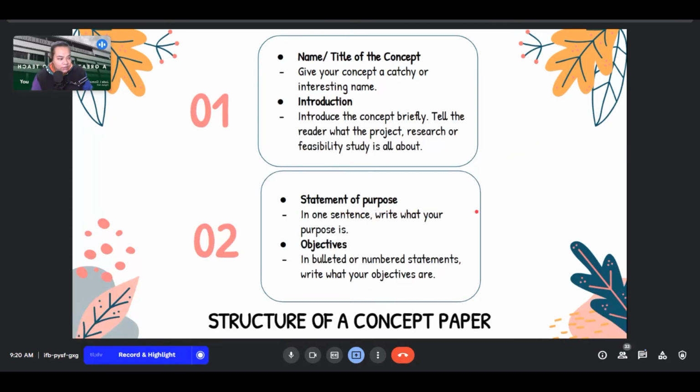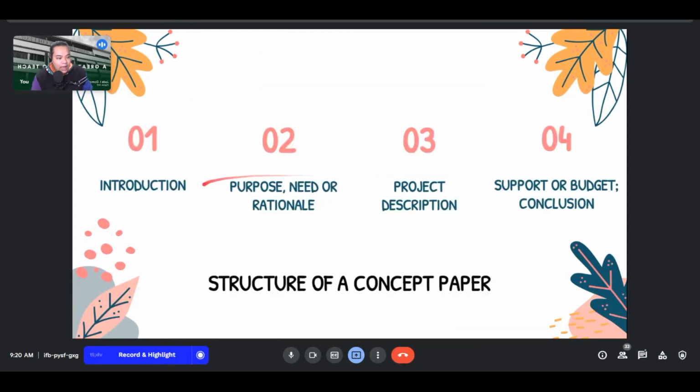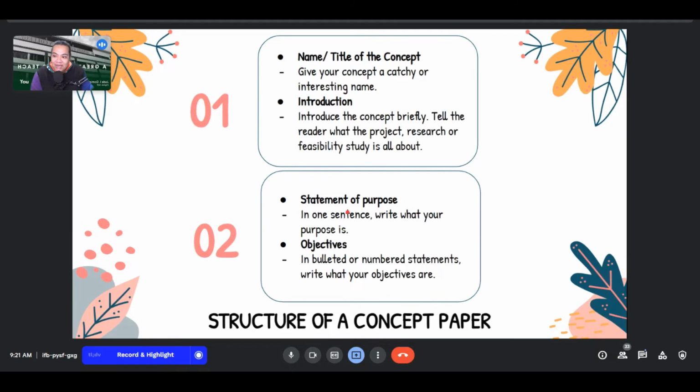Next, statement of purpose. This is the second part of the structure of a concept paper, which is the purpose, the need, or rationale. Okay, hindi po rationale, rationale. May maarte po. So, here, this is when we state our purpose in one sentence. Okay? One sentence. Write what your purpose is.